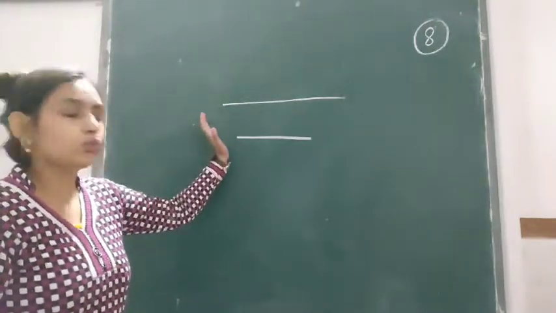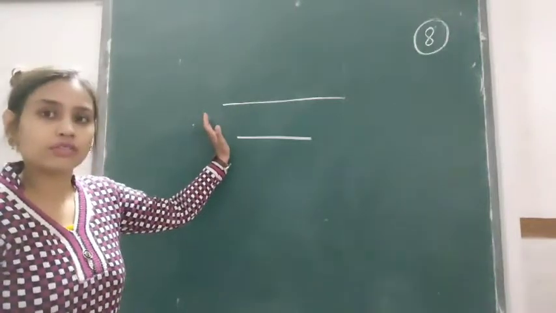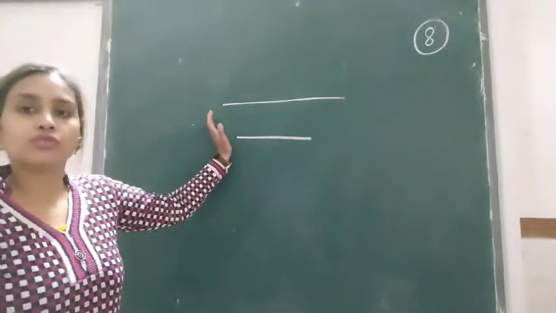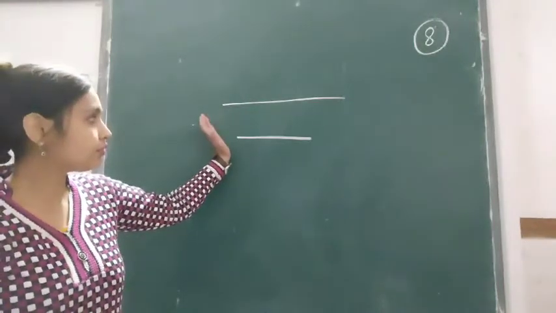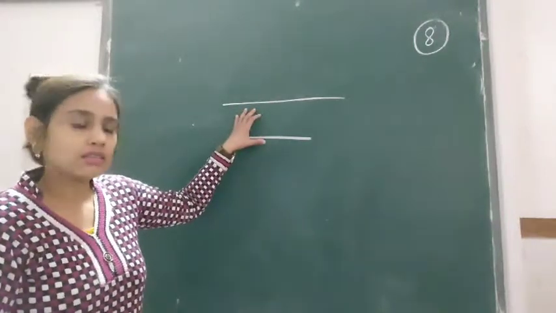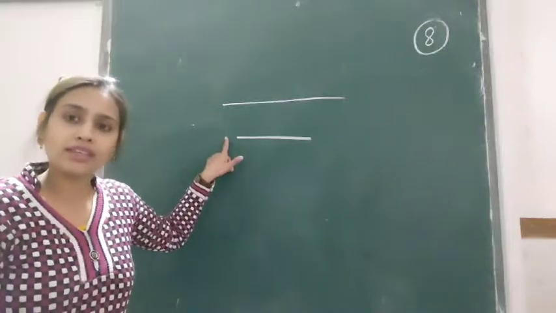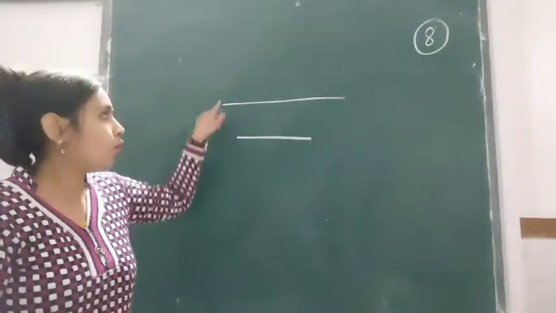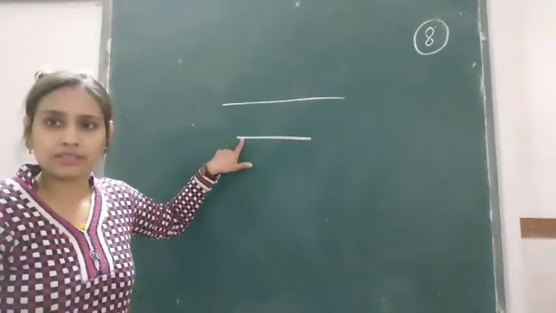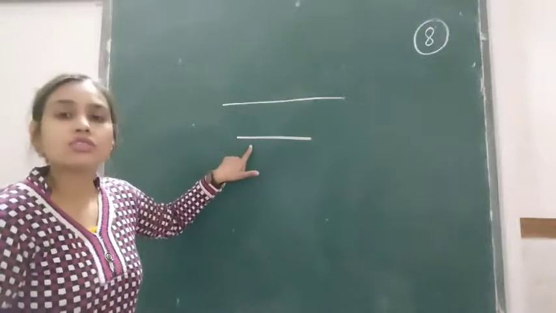You can see two line segments, right? If I ask what you see on your screen: two line segments. What can you say about the two line segments? Some will say it is parallel. Some will say the two line segments are not equal in length. One is greater in length, one has smaller length.